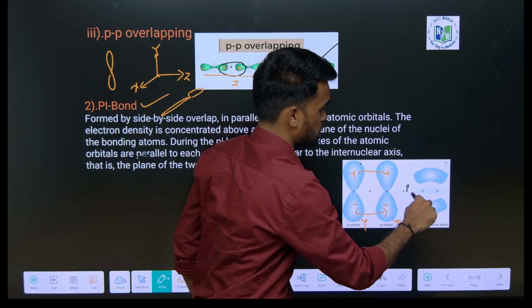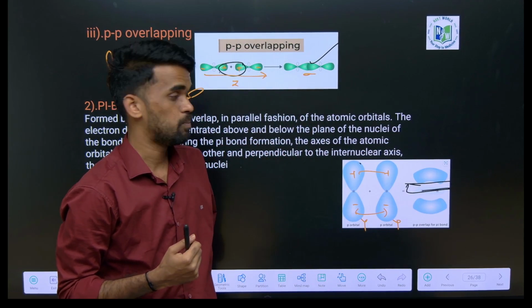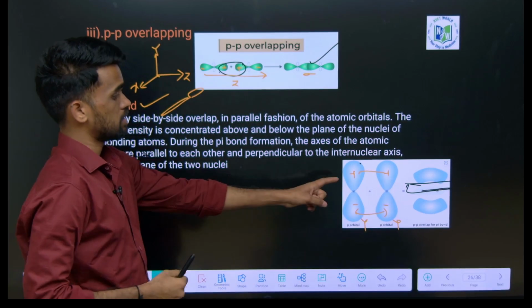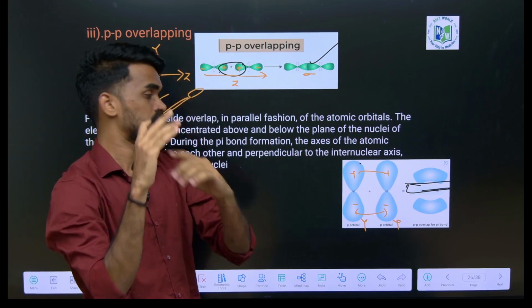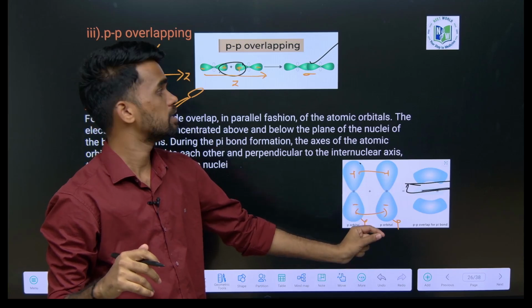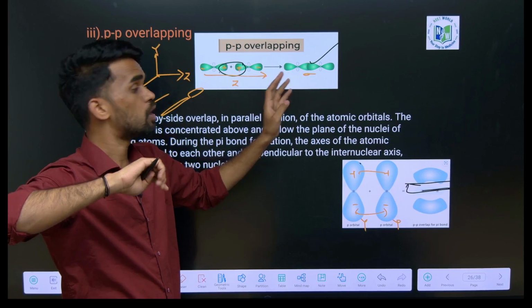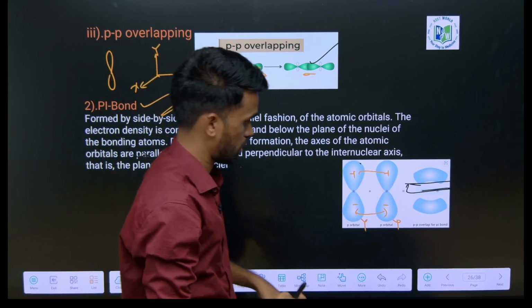So the space between these two can be considered as the nodal plane. What is that? Nodal plane. So this is how pi bond formation takes place. See, the parallel overlapping results in the formation of a pi bond. You should remember that. And the axial overlapping results in the formation of a sigma bond. You can read this once again for better understanding.